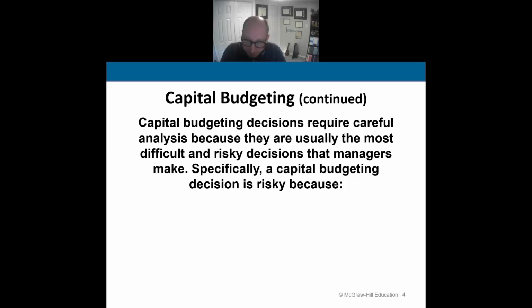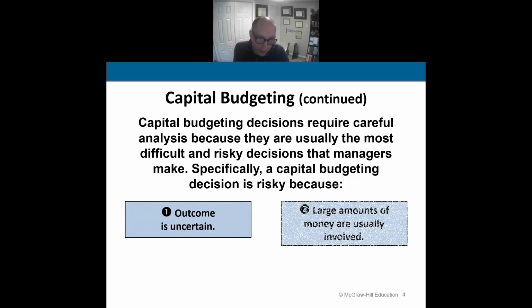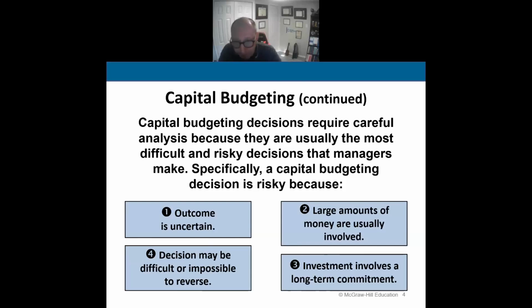You need to rank them. You need to evaluate the initial cost, the setup cost, of all of the related expenses, and you need to rank each proposal based off of their fit for the situation. And that helps to reduce the risk, but the risk still exists. So why are they risky? The outcome is uncertain, huge amounts of money, long-term commitment, and decisions could be difficult or impossible to reverse.